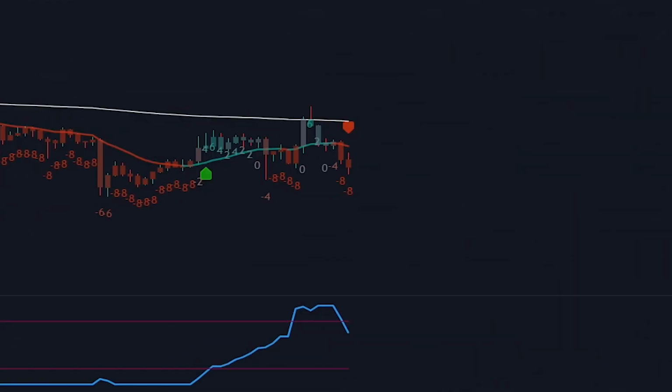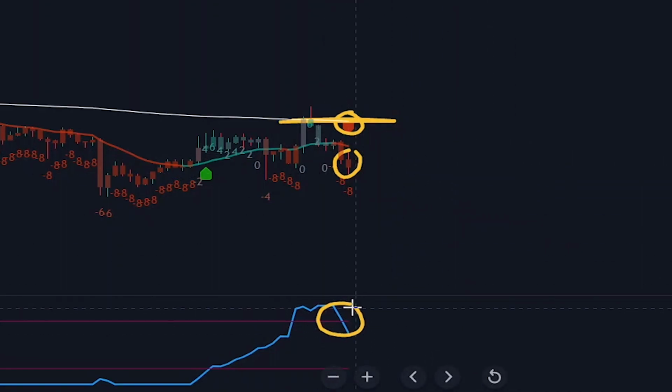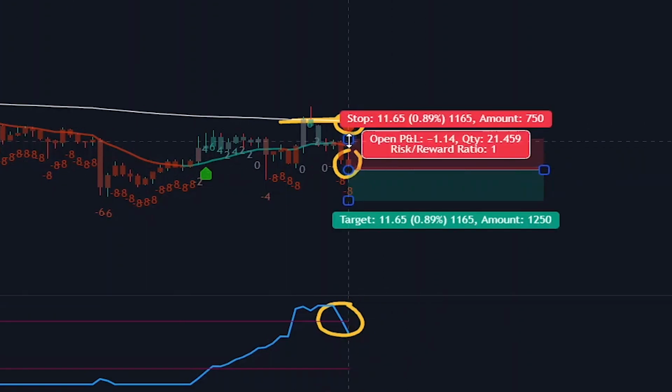Here's another short trade example. The first condition says that there must be short entry signal present. The second condition says that the price action must be below the EMA line, which is also correct. And lastly, the blue line in Laguerre RSI indicator must cross the upper red band downwards, which is our final condition that is met as well. Everything checks out, so we can enter a short trade.